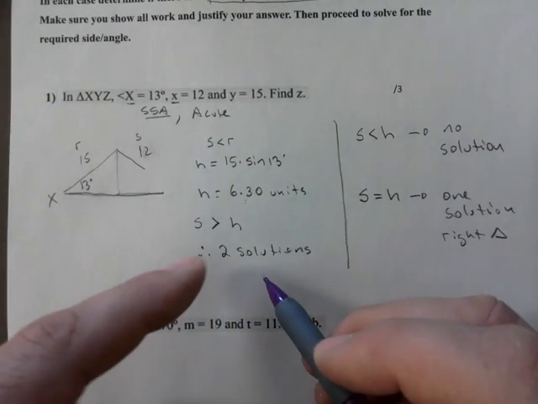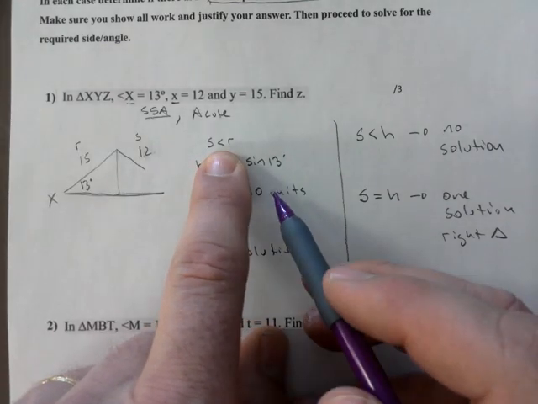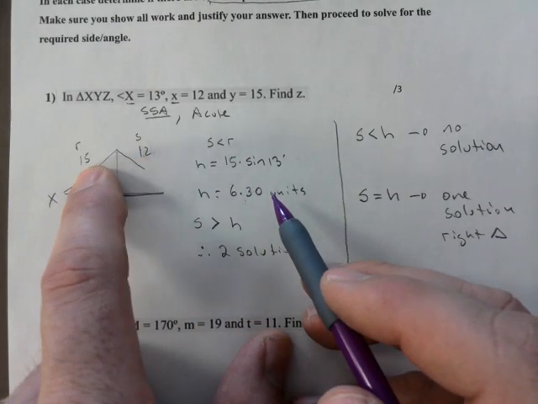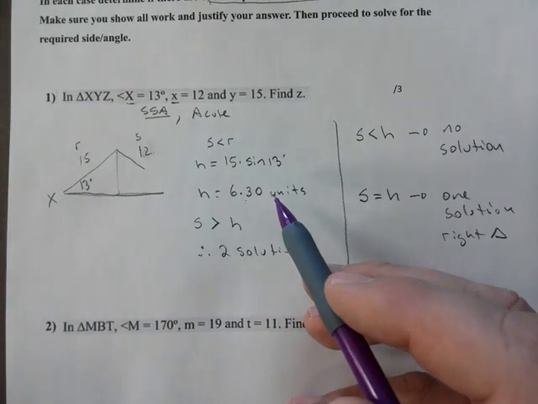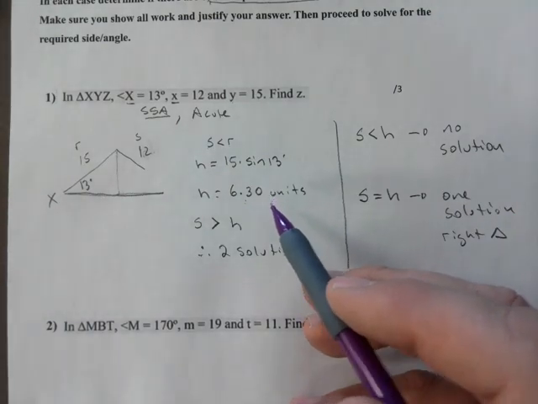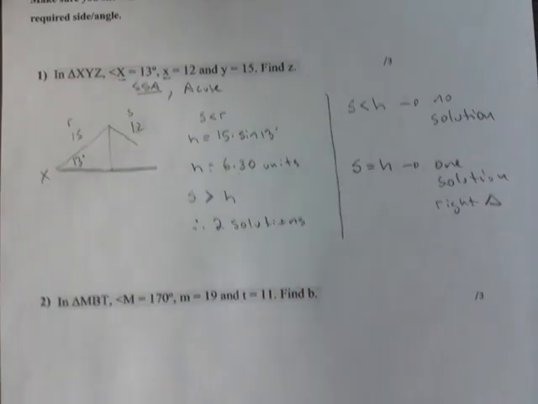Also, let's go back. If you notice that this is longer than that, case closed. It's automatically just one triangle. So keep that in mind.